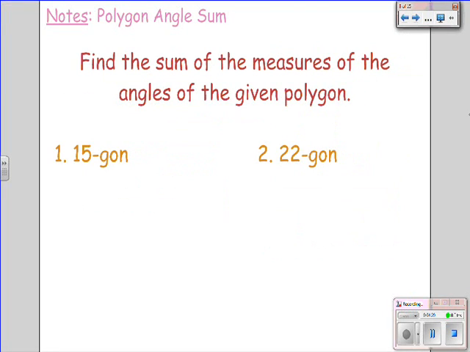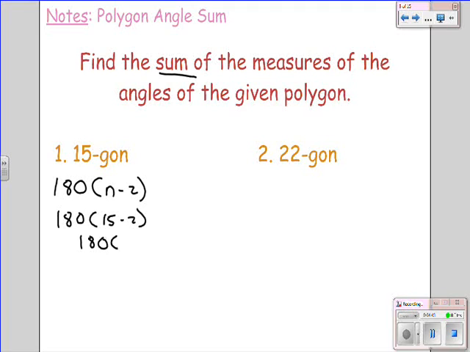All right, so let's try a few problems out. Find the sum of the measures of the angles of the given polygon. So I'm looking for the sum. I'm not looking for individual angles because it doesn't tell me they're regular. So the formula is 180 times n minus 2. N represents the number of sides, so 15 minus 2. So 180 times 13. When you do the arithmetic, you get 2,340. So if you add up all the angles of a polygon that has 15 sides, they'll add up to 2,340. Pause the video, try the second problem out.